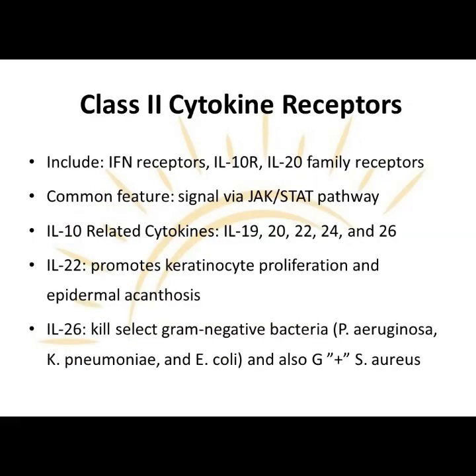Class II cytokine receptors include IFN receptors, IL-10R, and IL-20 family receptors. A common feature is signaling via the JAK-STAT pathway. Novel interleukin-10 related cytokines are interleukins 19, 20, 22, 24, and 26. IL-22 promotes keratinocyte proliferation and epidermal acanthosis. IL-26 has structural properties uniquely reminiscent of antimicrobial peptides. The cationic and amphipathic nature of IL-26 allows it to kill select gram-negative bacteria, including Pseudomonas aeruginosa, Klebsiella pneumoniae, and Escherichia coli, as well as gram-positive Staph aureus.